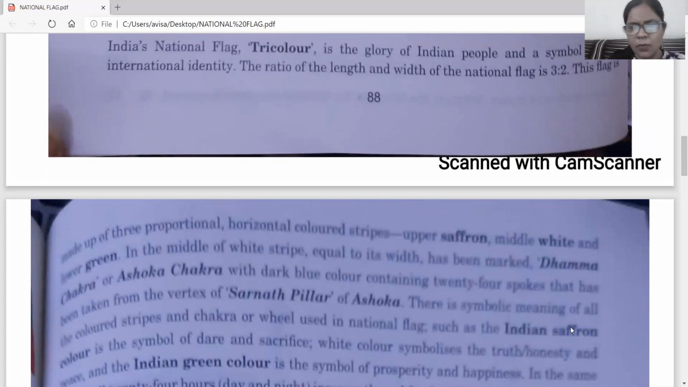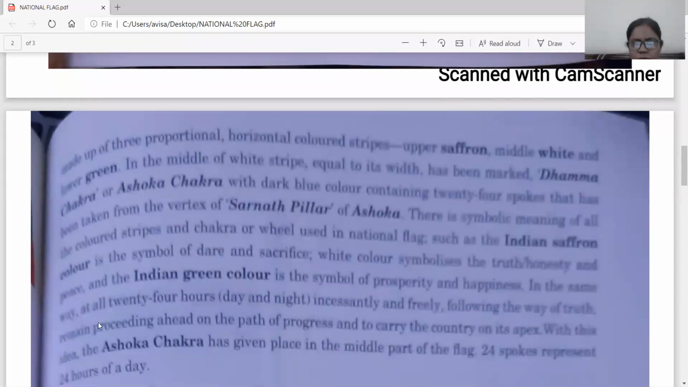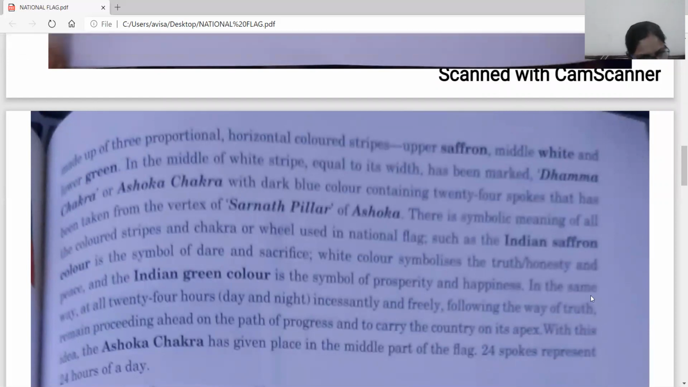There is a symbolic meaning of all the colored stripes and the wheel used in the national flag. The Indian saffron color is the symbol of courage and sacrifice. White color symbolizes truth, honesty and peace, and the green color is the symbol of prosperity and happiness. So these are the main symbols of the colors, you can say the significance of the colors.